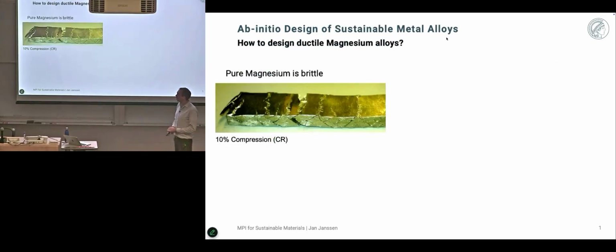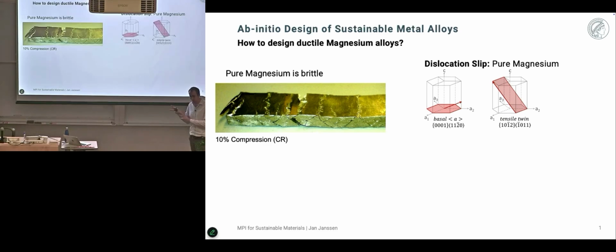One element that we really looked at quite a lot was magnesium. Magnesium is lightweight, so we would like to use it in a wide range of different engineering applications. But as you see here, already at 10% compression, it becomes brittle. And so we can't use it for most of the applications.